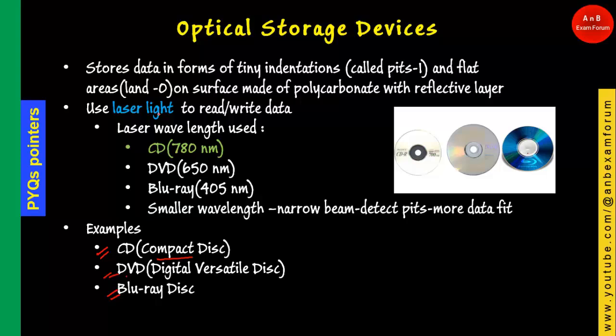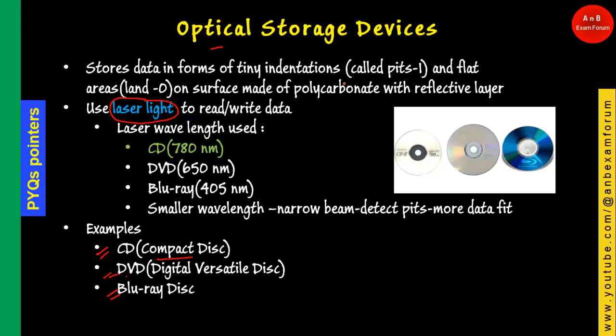First thing you should remember is that an optical storage device, as the word suggests, is going to use some sort of optics. Optics means it is going to use some sort of light. So instead of magnetism or NAND electronics, it is going to use laser light to read or write the data. So how is it going to read or write data using the laser light?